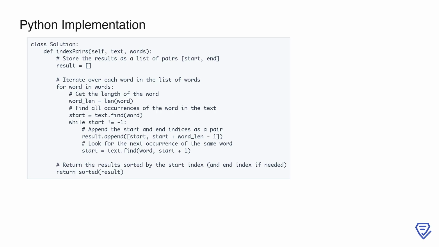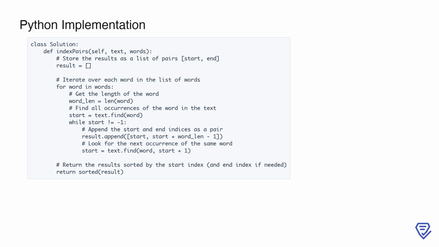3. Finding all occurrences. For each word, the function uses Python's str.find method to locate the first occurrence of the word in text. If a match is found, it records the starting index, start, and calculates the ending index using the length of the word, start plus word_len minus 1. The pair (start, end) is added to the result list. Using a while loop, the function continues searching for subsequent occurrences of the word by calling text.find with an updated starting position, start plus 1. The loop exits when no more matches are found, that is, when find returns -1.